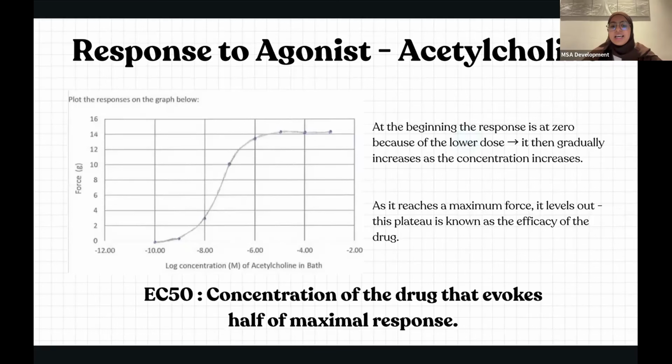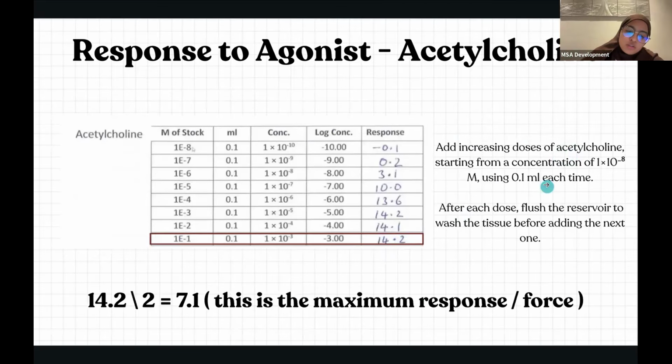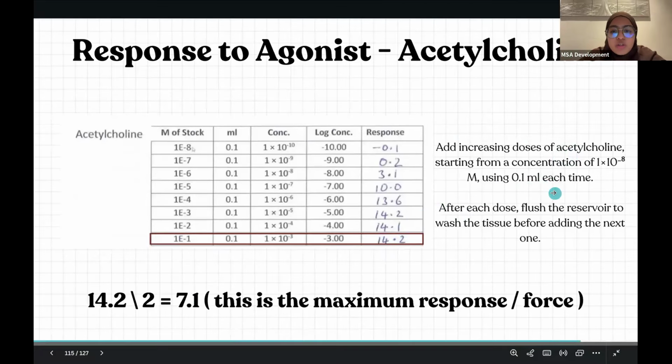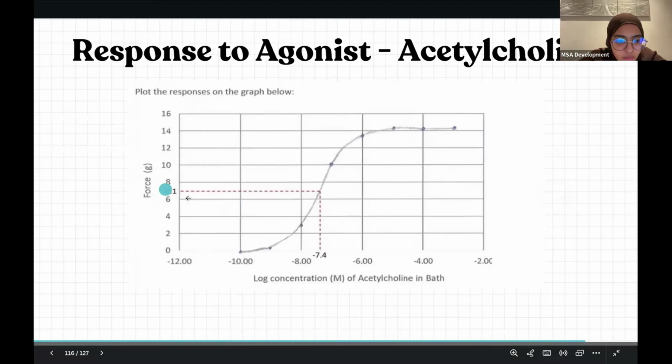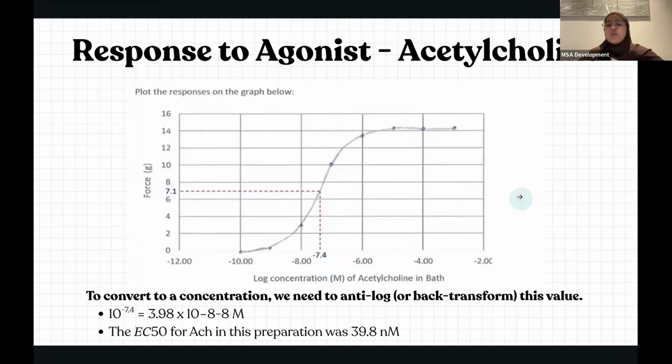What's the EC50? It's the concentration of the drug that evokes half of the maximal response. What was our maximal response? 14.2. So 14.2 divided by 2 is 7.1. So we'll go back to our graph. 7.1 was the half-maximal response. We look at what concentration that was, negative 7.4. So that's our concentration where we get half the maximal response.